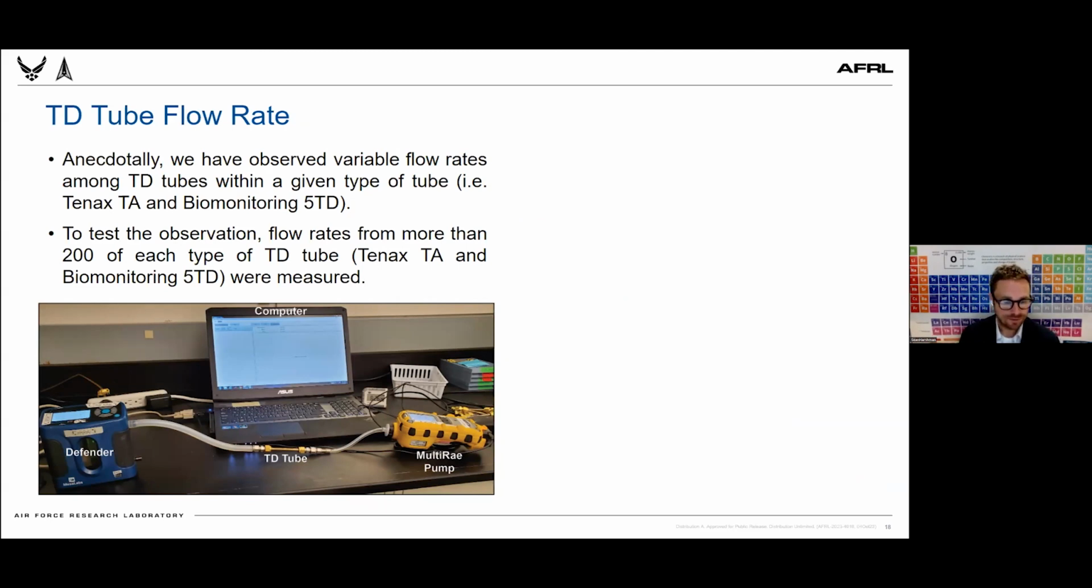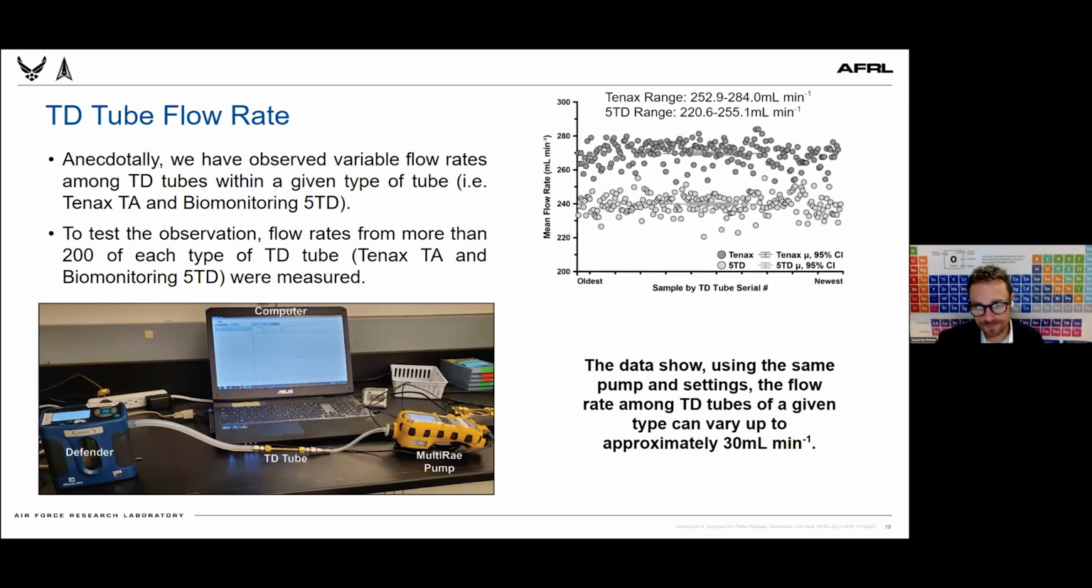But since we want to know what the flow rate is, we tested over 200 tubes of each 10XTA and the dual beds, and we measured the flow rates of those tubes. And what we find is there's quite a range in flow rates if you measure them. The image is of the mean flow rate over 10 individual measurements for each of the 200 tubes, oldest being the lowest numbered tube on the left, newest tubes on the right. And there's quite a range there, and it can vary quite a bit. And so we wanted to investigate more about what could be contributing to this flow rate.